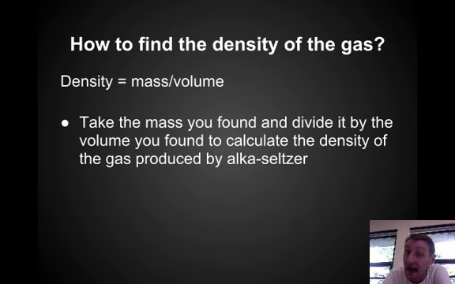So now we have mass and volume. So to find density, we take the mass that we found, divide it by the volume, and then we find the density of our gas.